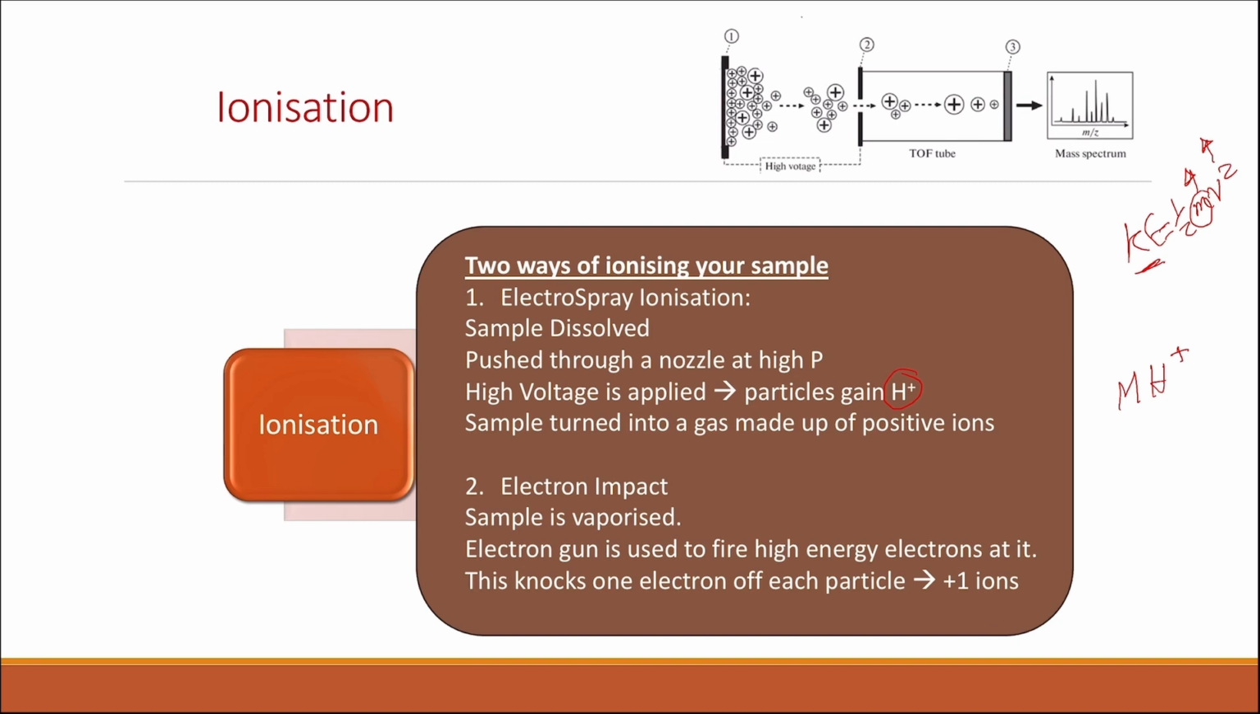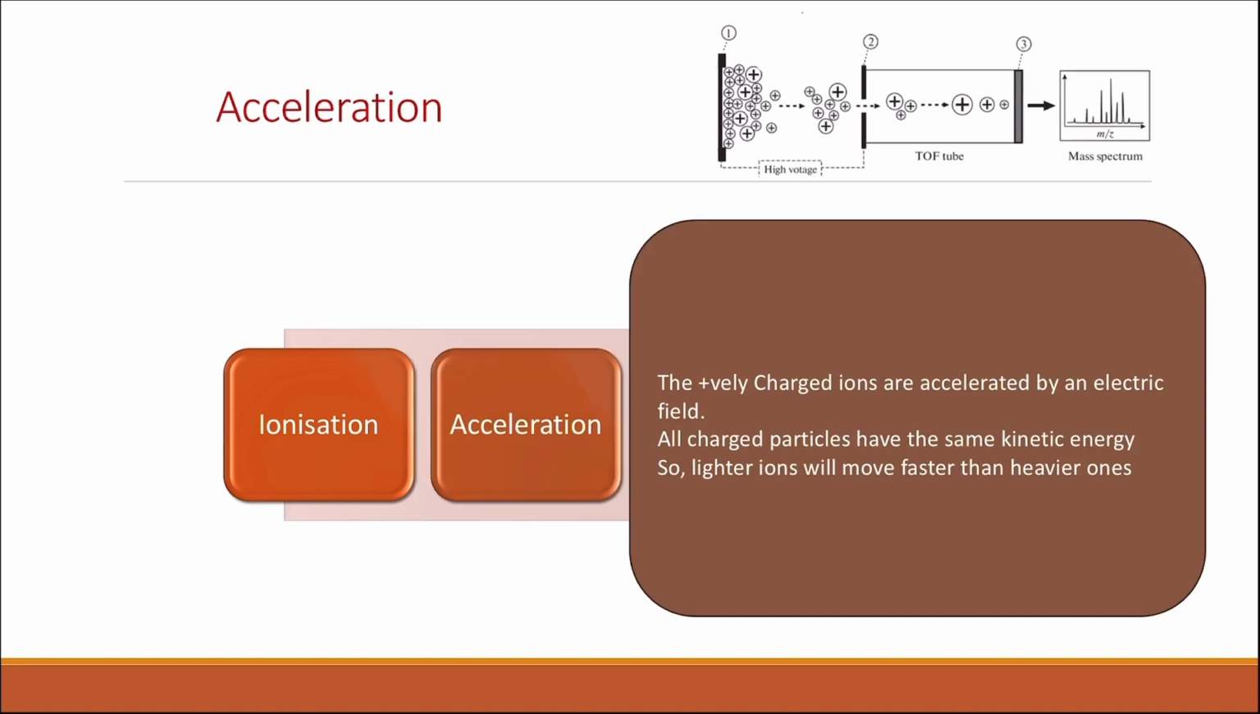In electron impact, on the other hand, the sample is going to be vaporized first, and then an electron gun will be used to fire high energy electrons at the different particles. This will knock one of the electrons off each particle. So the particles will lose one electron and they will gain a positive charge now.